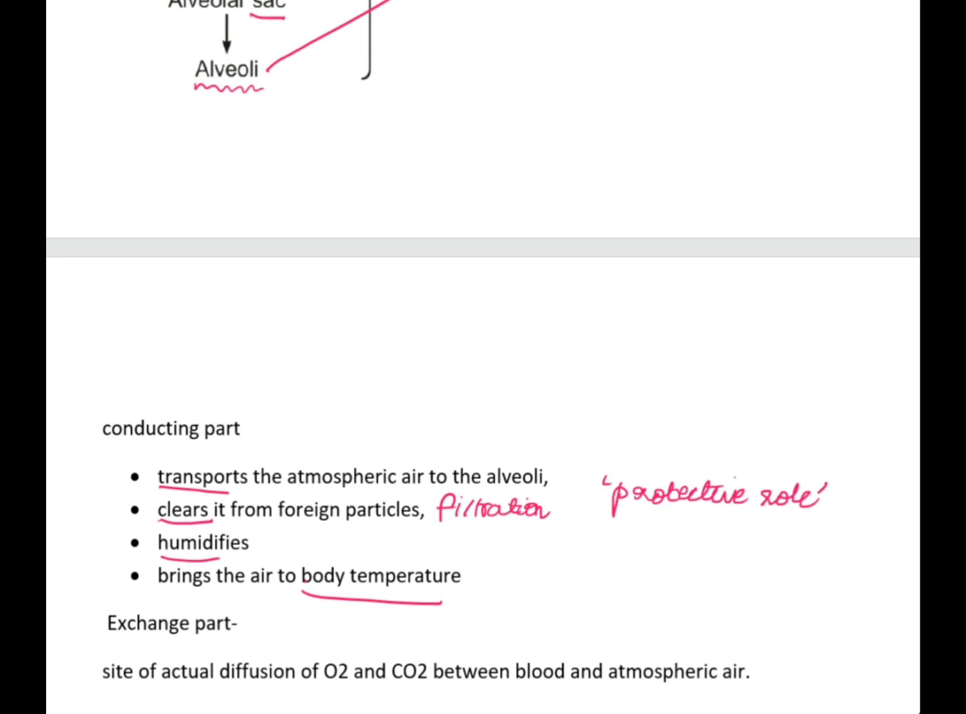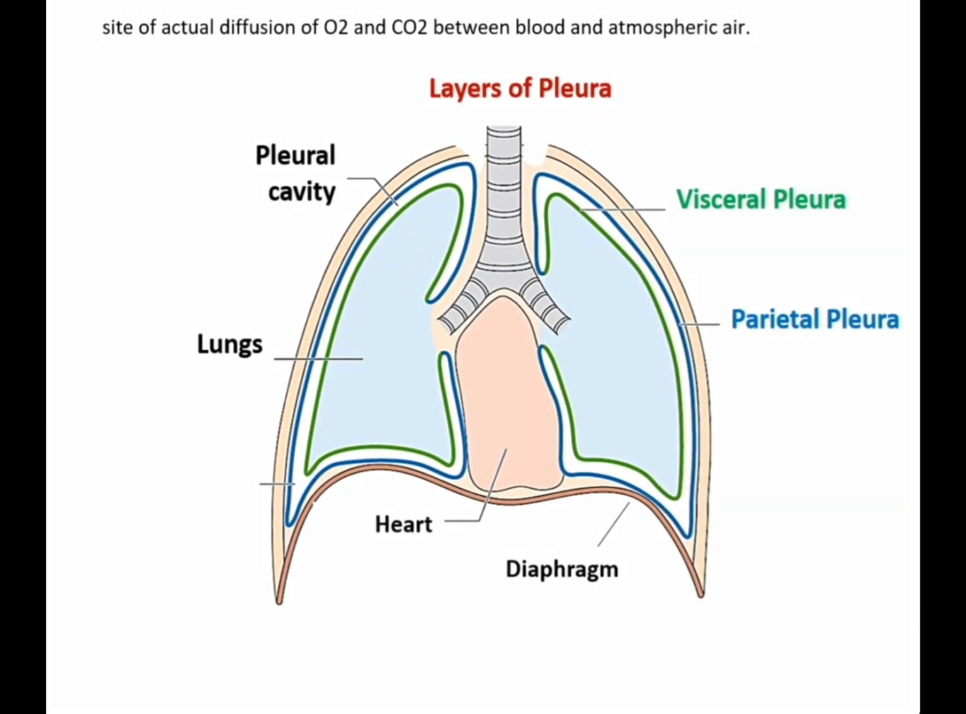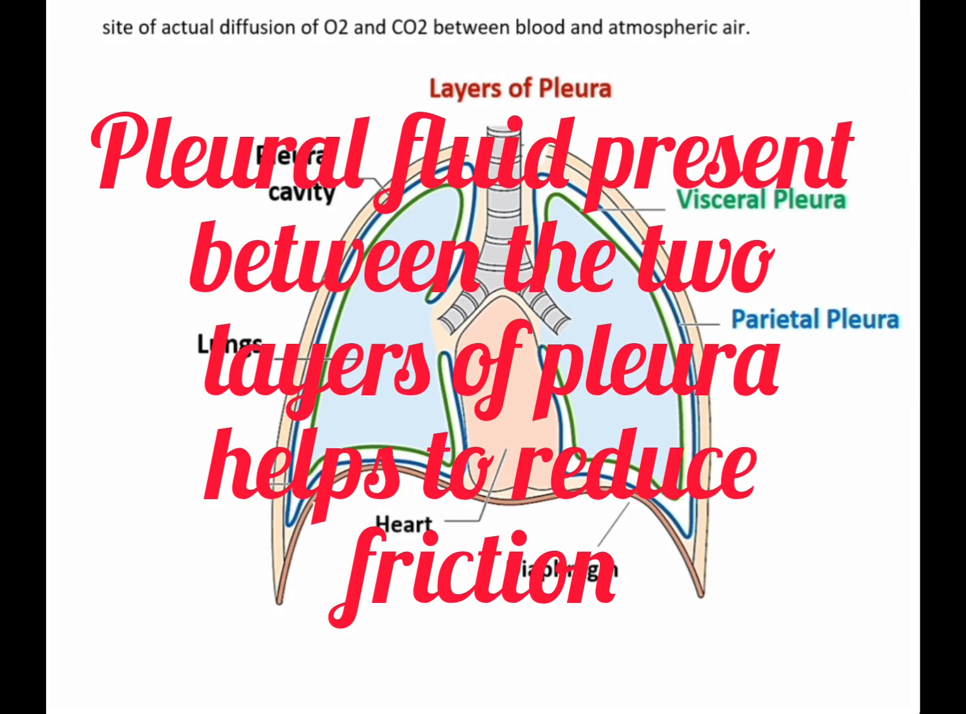So the lung is enclosed in a sac, a double layered pleura: the parietal pleura and the visceral pleura. The parietal pleura is in close contact with the thoracic cavity, and the visceral pleura, which is the inner pleural membrane, is in contact with the lung surface.